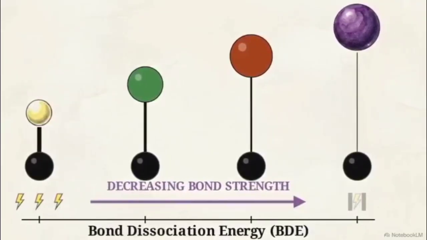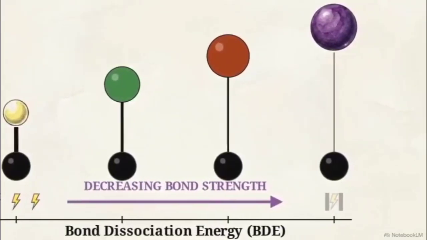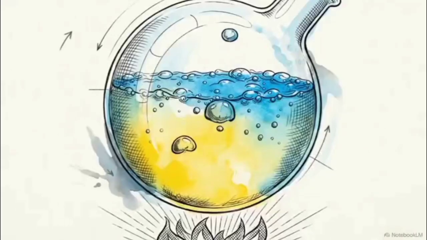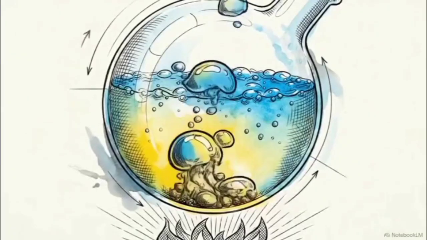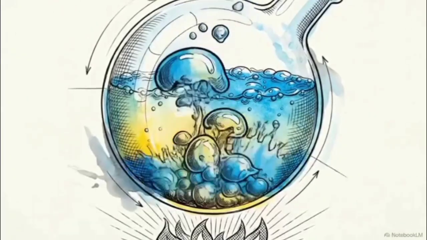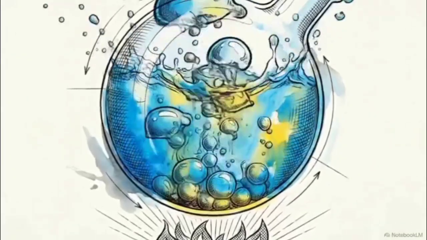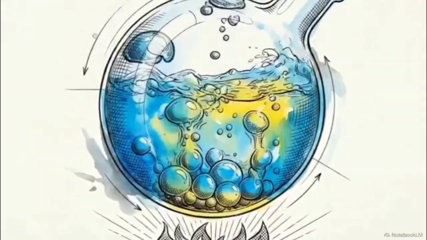Thus, bond dissociation energy decreases, moving from fluorine down to iodine. Atomic mass directly controls external physical states. The heavier the attached halogen, the stronger the intermolecular forces, which requires higher temperatures to boil the substance. But mass is only part of the equation.